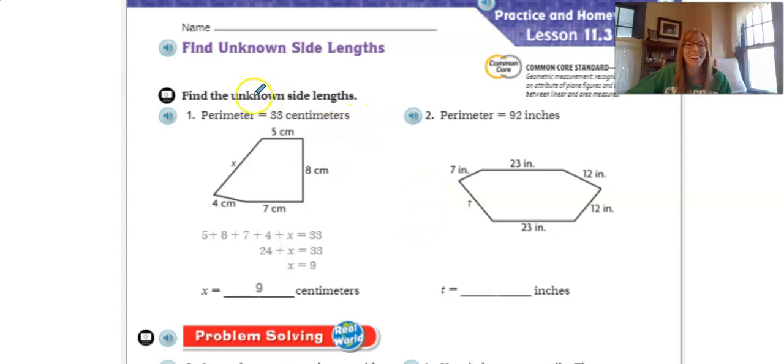So, all right, find the unknown side length. We are looking at a perimeter of 33 centimeters. They do this one for you. You add up the sides, 5 plus 8 plus 7 plus 4, and that gives us 24. So then if we subtract 24 from the 33, it's going to give us 9 centimeters, which is our missing side from here to here, because perimeter is length plus width.